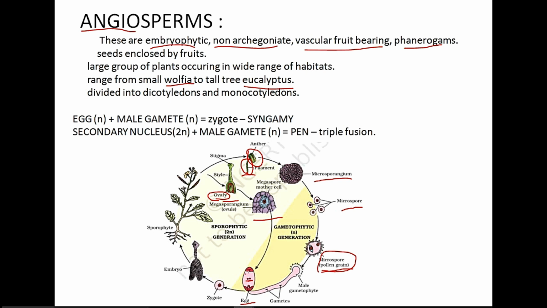And these are the 3 antipodal cells, whereas these are the 2 polar nuclei. These are the 2 polar nuclei, and these polar nuclei eventually fuse to produce a diploid secondary nucleus. This is the 3-celled egg apparatus.